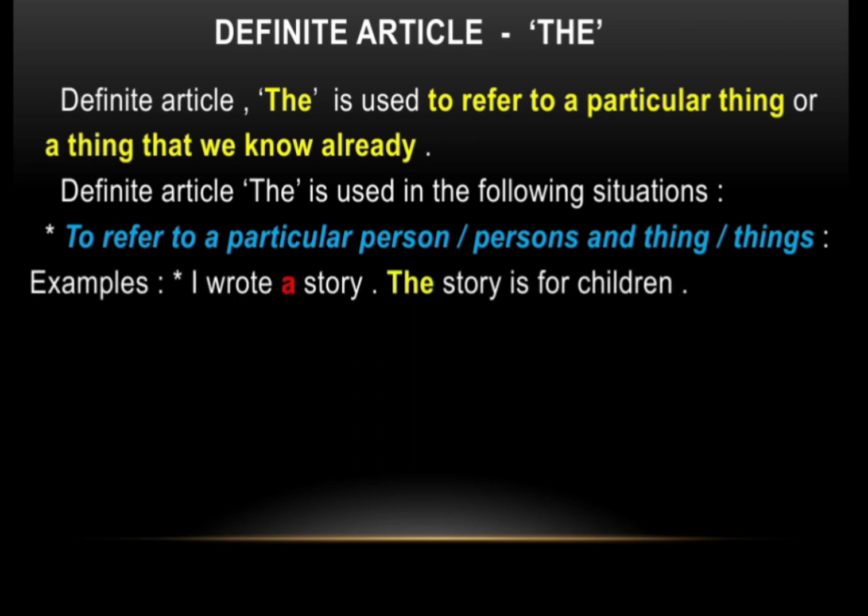Example, I wrote a story. The story is for children. You just look at this sentence. Look at the first part of the sentence. I wrote a story. So that story is referred for the first time, and so we use a before the story. In the second part, we refer to that particular story, and so we use the definite article the before story. So when it is referred for the second time and we are sure that we are definitely speaking about that particular thing, we use the definite article the.